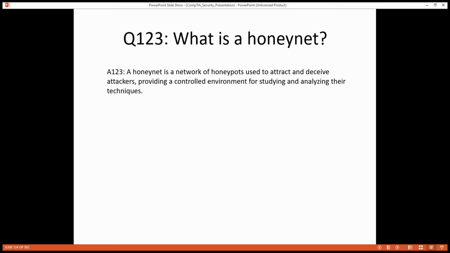Q123. What is a honeynet? A123. A honeynet is a network of honeypots used to attract and deceive attackers, providing a controlled environment for studying and analyzing their techniques.